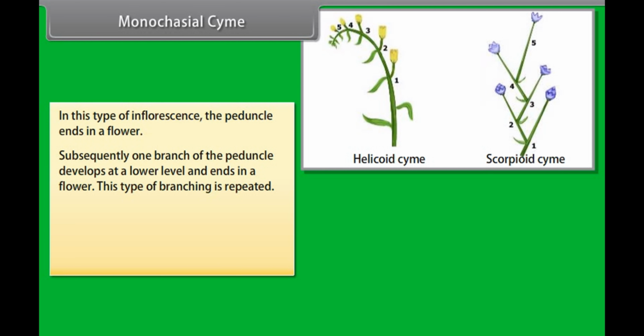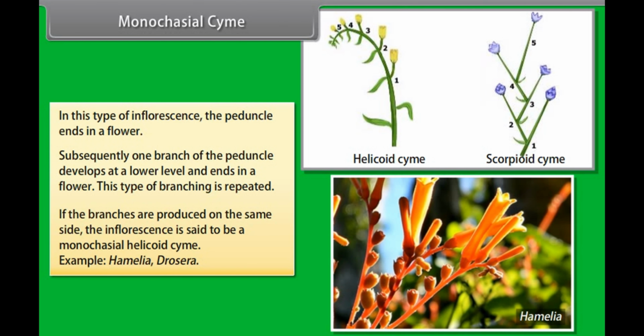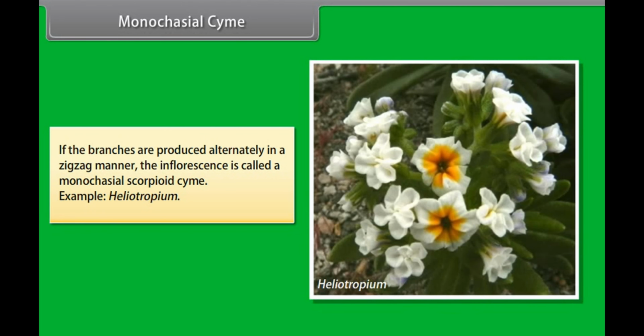Monochasial cyme. In this type of inflorescence, the peduncle ends in a flower. Subsequently, one branch of the peduncle develops at a lower level and ends in a flower. This type of branching is repeated. If the branches are produced on the same side, the inflorescence is said to be a monochasial helicoid cyme. Example, Hamelia, Drosera. If the branches are produced alternately in a zigzag manner, the inflorescence is called a monochasial scorpioid cyme. Example, Heliotropium.